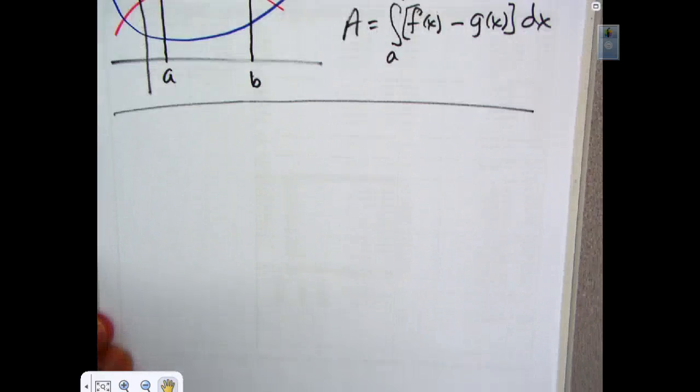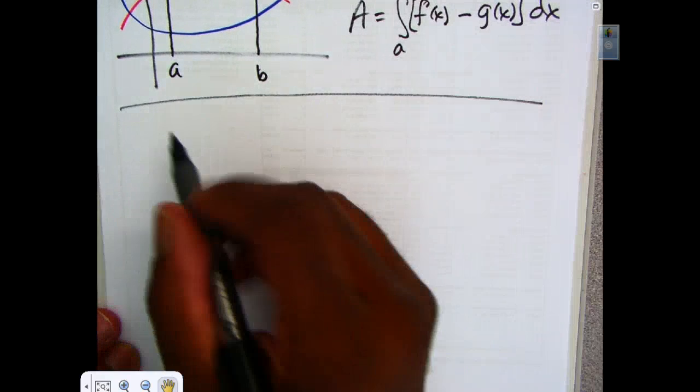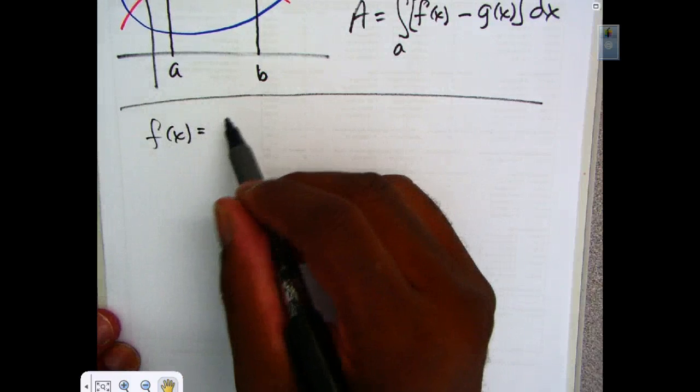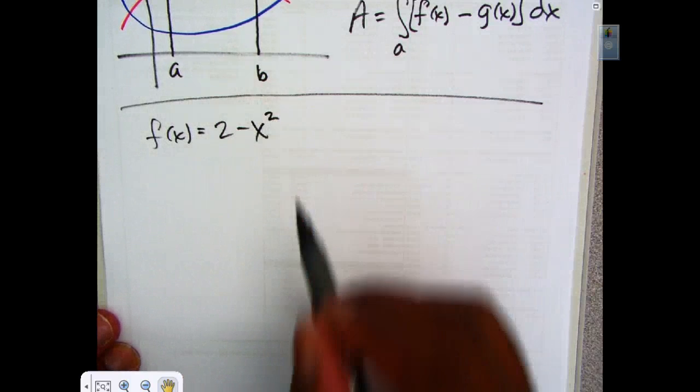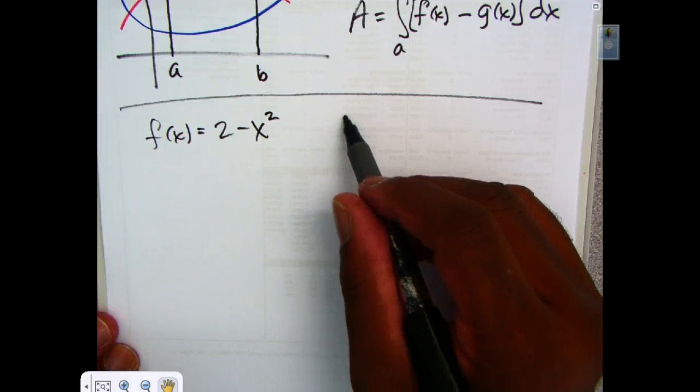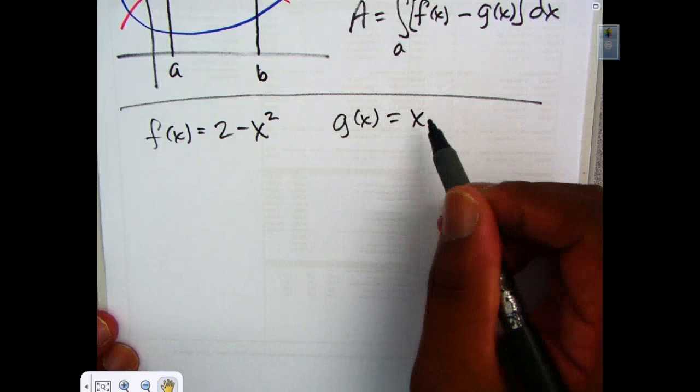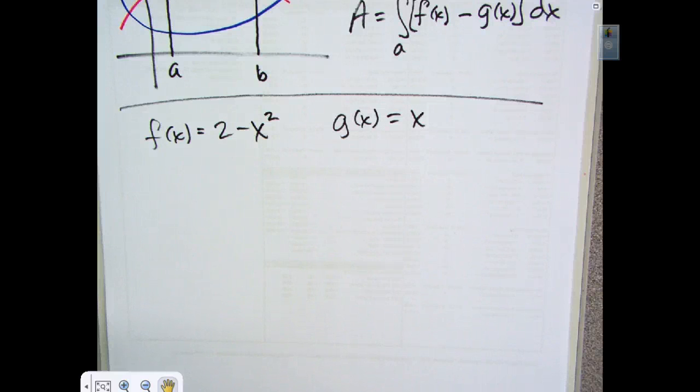Okay, so we're going to say let f of x equal 2 minus x squared. And we're going to let g of x equal x. And by the way, be real careful. It's not always f of x minus g of x. If g of x is your top function, then it'll be g of x minus f of x. Okay, so don't be lulled into the fact that f is always first, because that's not the case. You have to analyze it to see which function is on top.